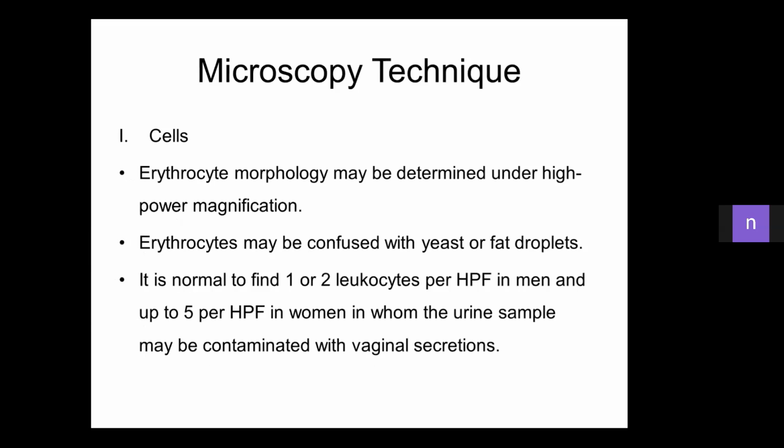For cells, erythrocyte morphology may be determined using high power field magnification. It can sometimes be confusing with yeast and fat droplets. In normal microscopy technique, it is normal to find 1 to 2 leukocytes per high power field, and for females, 5 per high power field in women whose urine sample may be contaminated.